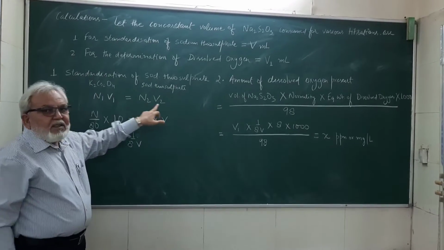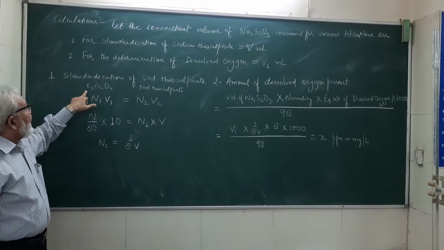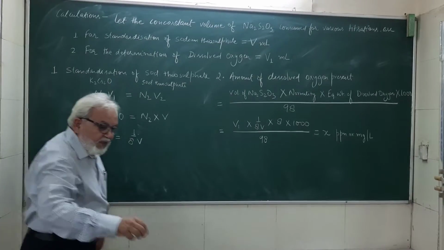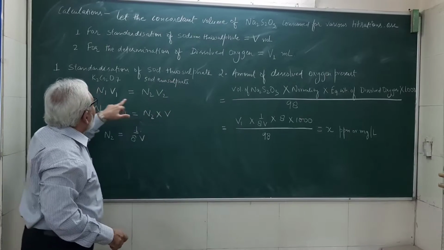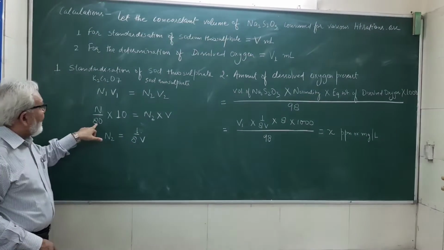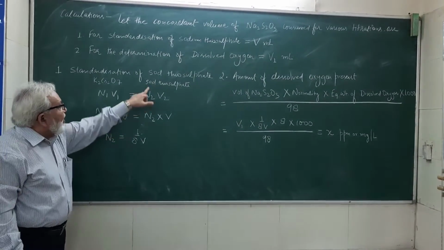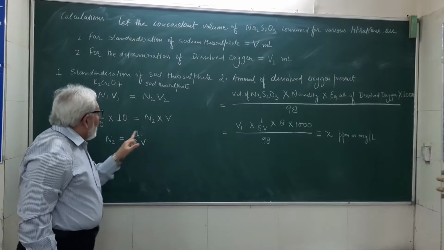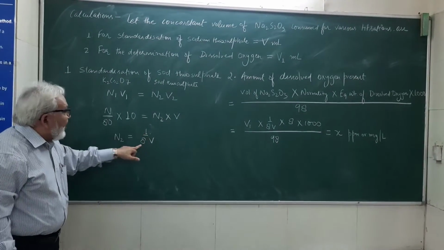By these volumes, we will firstly obtain the actual normality of sodium thiosulfate, and for that we will consider the normality equation N1V1 = N2V2. Here we have considered it for potassium dichromate, K2Cr2O7, and here for sodium thiosulfate. You know that the normality of potassium dichromate is 1/80, and we have taken 10 ml of potassium dichromate. The normality of sodium thiosulfate is unknown and the volume consumed is V ml. So the normality of sodium thiosulfate will be equal to 1/8V.